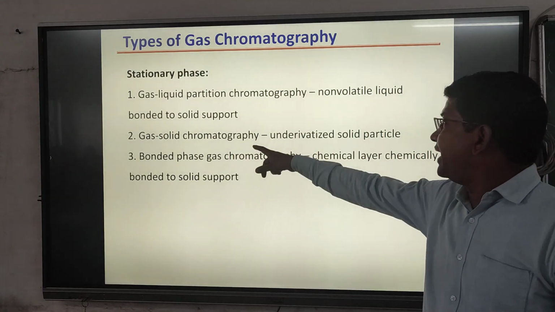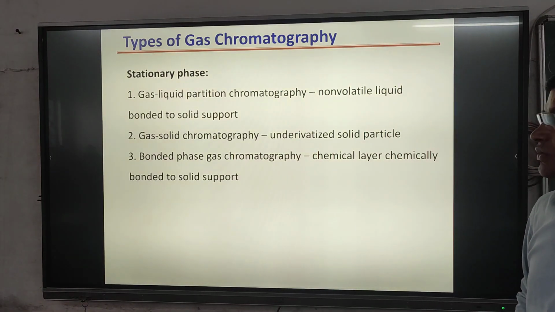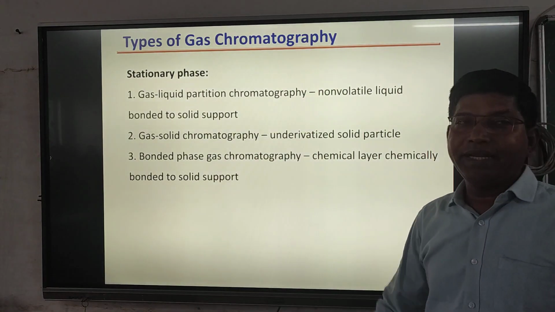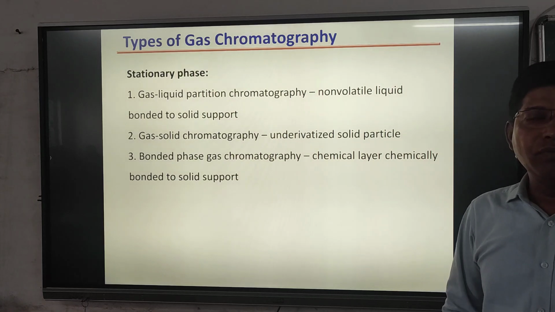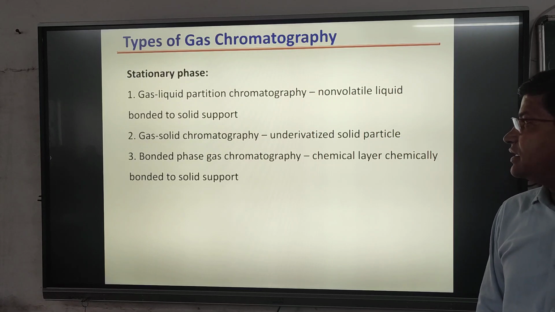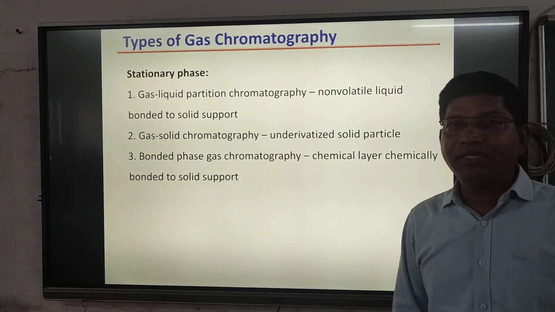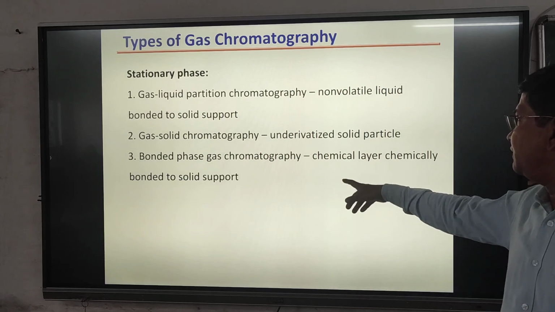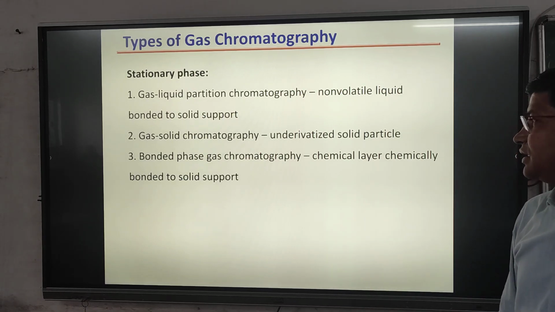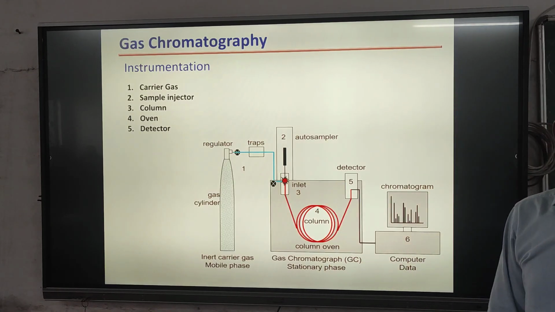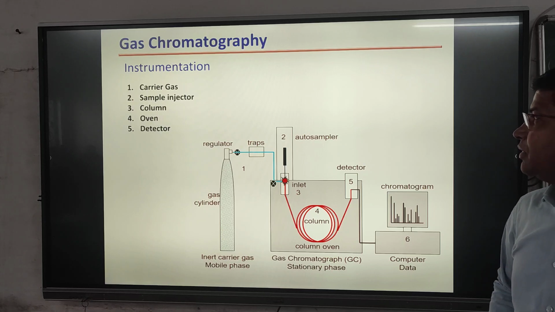Another type is gas solid chromatography. In gas solid chromatography, the solid is the stationary phase and the gas is the mobile phase. The more the affinity of the compound towards the solid phase, the later it elutes from the column, followed by compounds with less affinity. Then we have the bonded phase, which is a chemical layer bonded to the solid support. These are the types of gas chromatography.